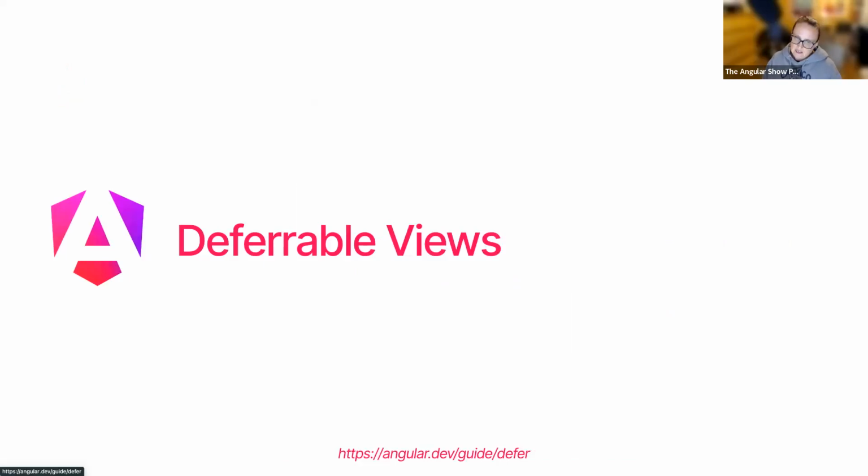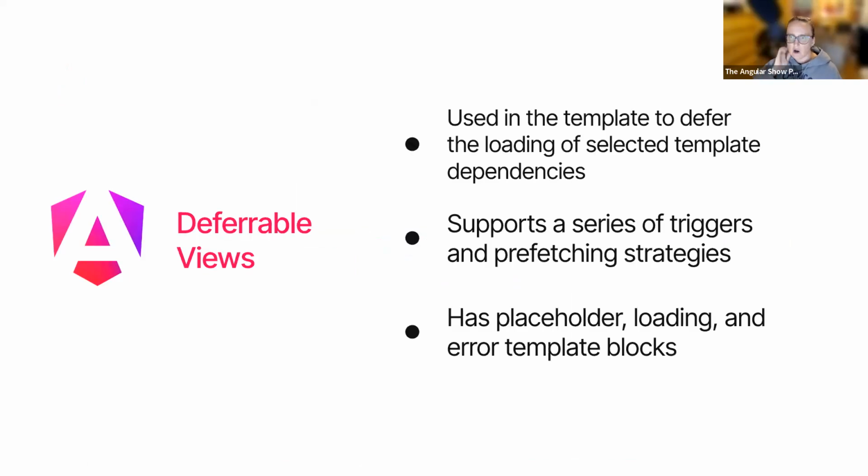The next exciting feature we get is deferrable views. This is probably the one I'm the most excited for. So deferrable views essentially allow us to load specific parts of the template conditionally. So if you think about your website, not every user is going to go to every part of the website. And so this deferrable view makes it easier for us to set up conditions for when the code for those pieces of the template should actually be pulled down and rendered. So let's look at how this looks in code.